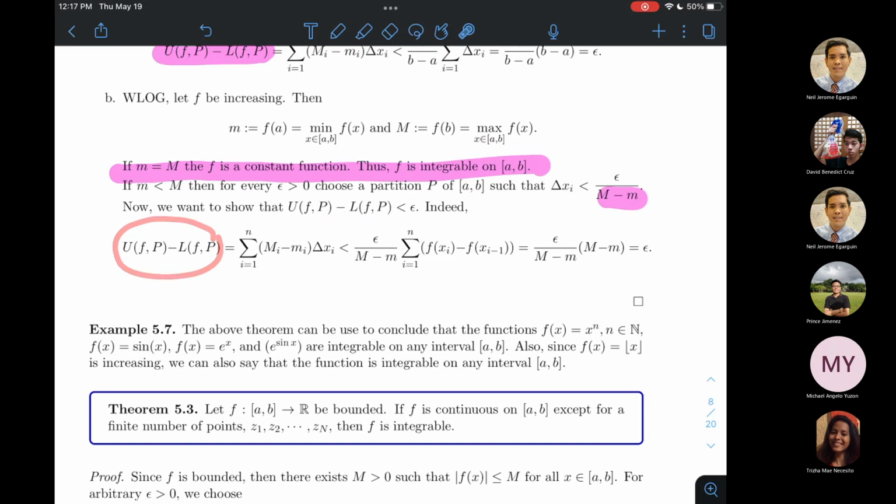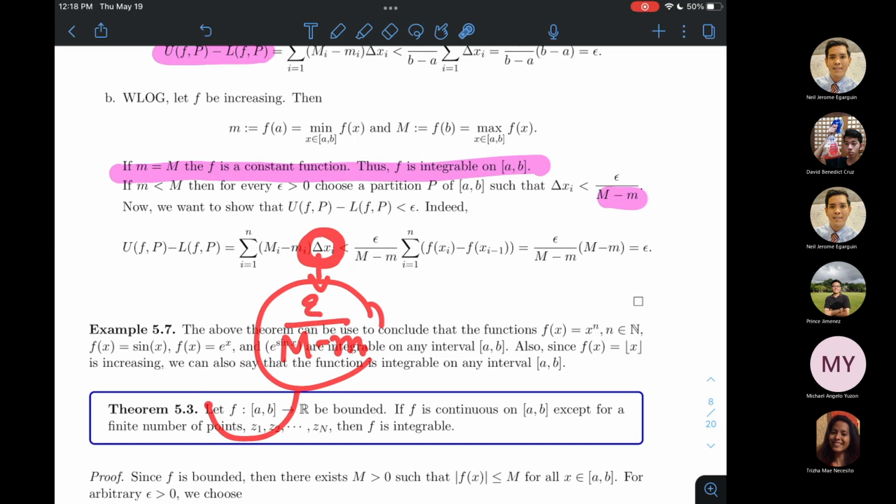Okay? So simplify. Okay, this guy, ito yung formula para sa kanya. Pero what do we know? Oh, we have bounded delta x by the way we chose the partition or the partition inducer P ay such that yung length ng bawat subinterval ay hindi lalampas ng epsilon over M minus m. This is independent of the summation index i. So lalabas siya sa harap ng summation. We'll get this. Okay? Now, we are now using the fact that f is increasing.